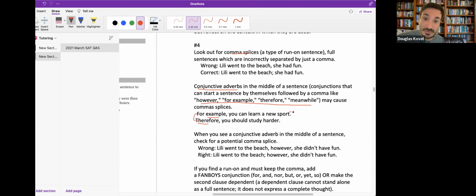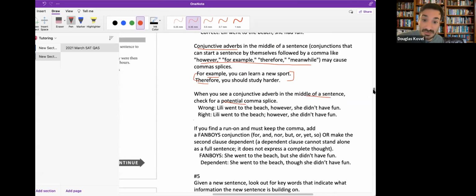So again, this is something if you're not familiar with, you definitely want to study up on these. However, I would say by far this is the most important one to know, because that's usually the one that's involved in errors that they test. And it actually is the case in this question. So anytime you see a conjunctive adverb following a comma in the middle of a sentence, you want to look out for a potential comma splice.